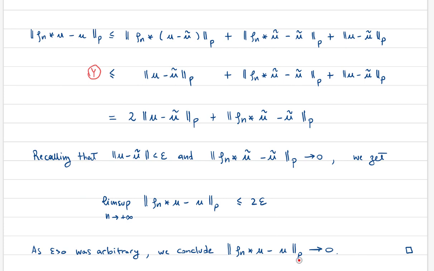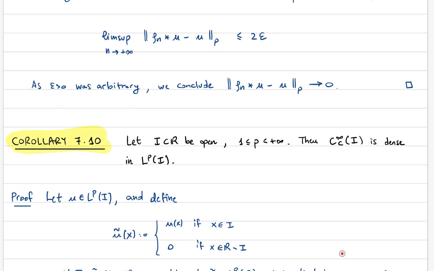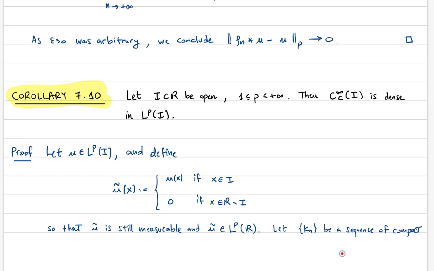And so in the end we showed that rho n convolved with u minus u is converging to 0 in LP, which is our thesis. Okay, corollary. If I is an open set in R, so possibly unbounded, and if P is between 1 included and plus infinity, then the C-infinity compactly supported functions on I are dense in LP with respect to the LP norm.